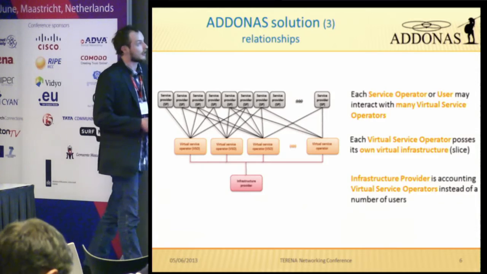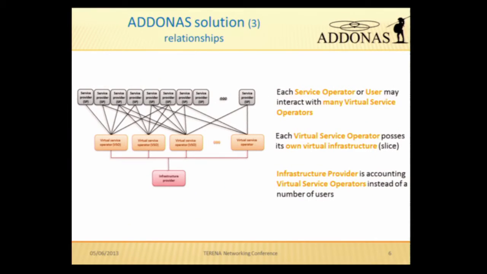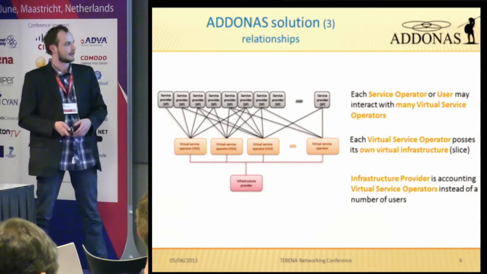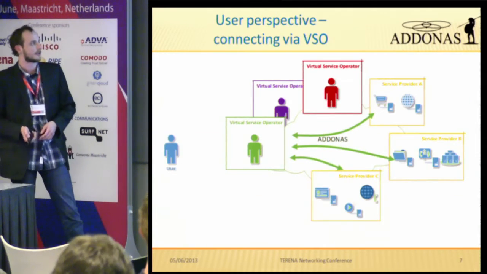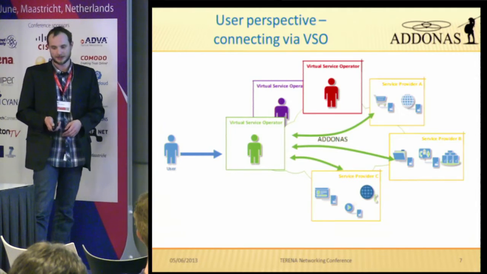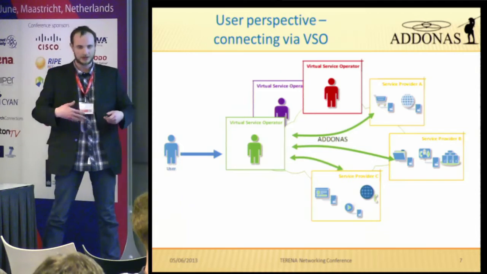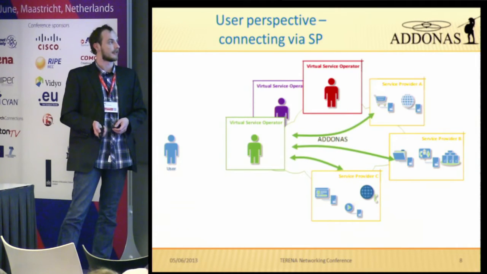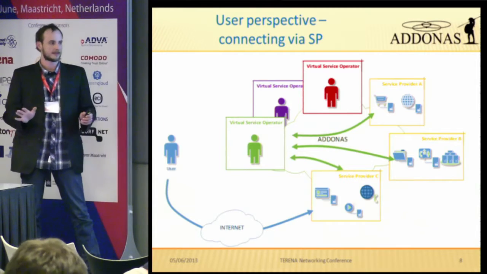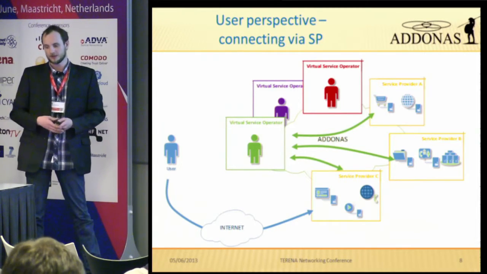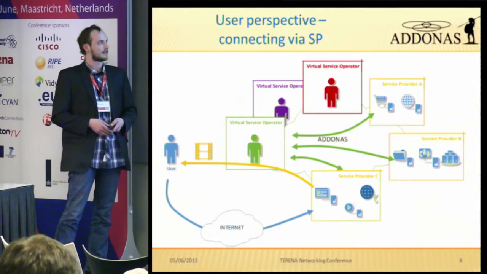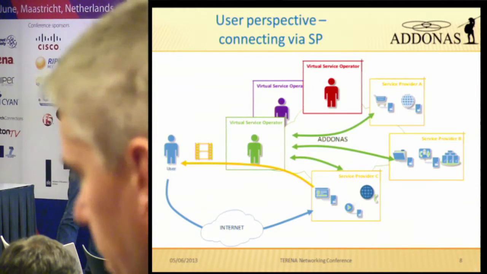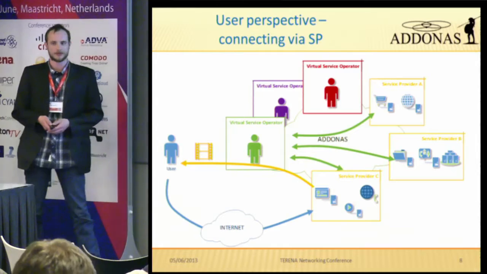On this slide, we can see that each service provider or user may interact at the same time with many virtual service operators. Each virtual service operator possesses its own virtual infrastructure on which it can build network connections. From the user perspective, we might have many models, but the most basic one is that the user contacts the virtual service operator portal directly, and via that portal obtains services. But the second one, I think more interesting, is that the user might be surfing the internet, come into the service provider's portal, and then the service provider seamlessly establishes a dedicated connection to the user in order to provide its service with guaranteed quality of experience.